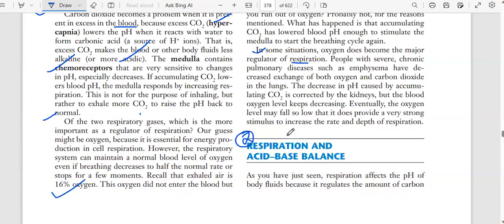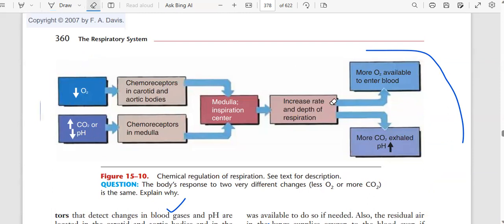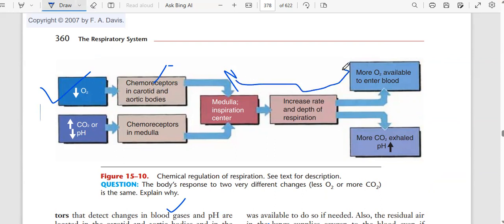Okay. So till now, any doubt? Here we have our diagram. We'll discuss the diagram. Basically, when oxygen decreases, what will happen? Chemoreceptors will activate. They will go to the medulla and tell it, please increase the inspiration. So inspiration increases, so oxygen increases in the body. Next, carbon dioxide increases and pH decreases.